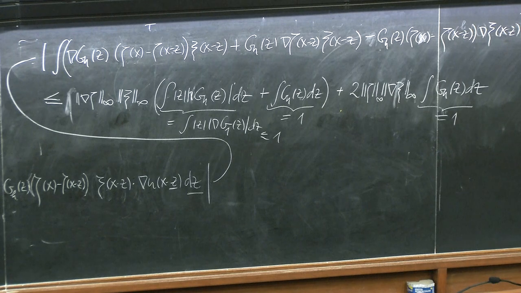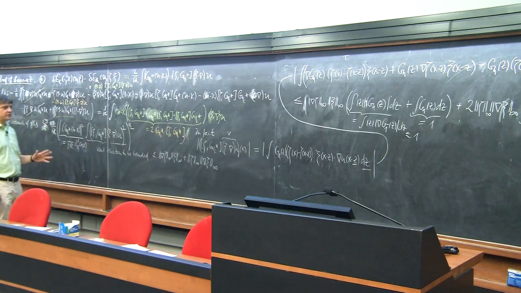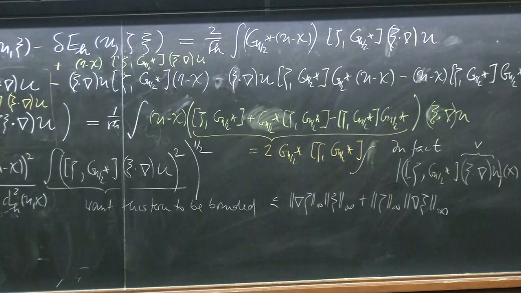So we get that this entire thing here is controlled by the L infinity norm of the gradient of xi and the L infinity norm of xi, and vice versa. Okay, so we need some regularity of these test objects, but as I said in the beginning, we don't care at all. So that's the advantage of the setup. So that proves this lemma 7.